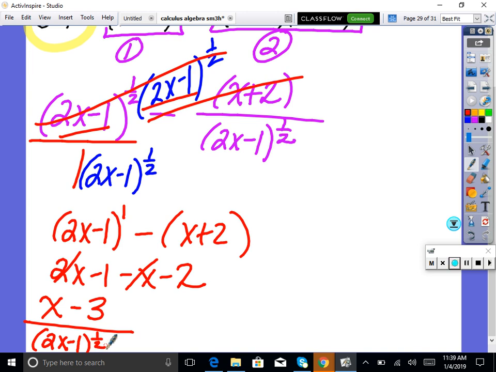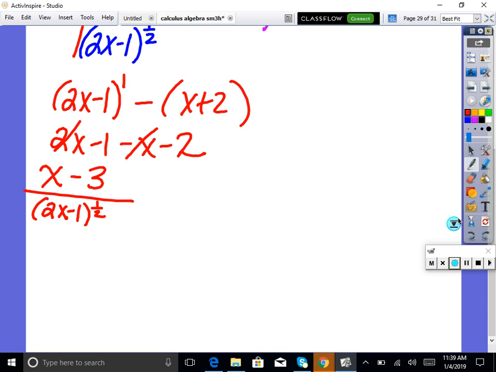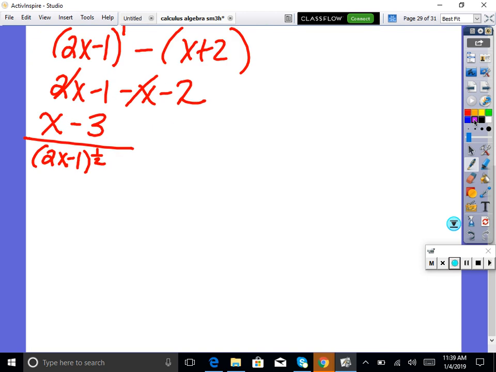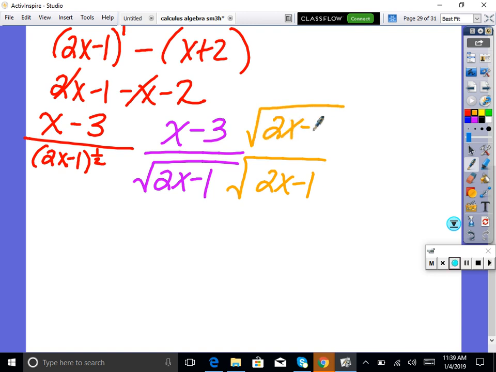Now technically that's your final answer because there's nothing more we can do, except I do believe that would not be considered an appropriate answer because technically we have a radical on the bottom, don't we? So everybody look, you say this is x minus 3 over the square root of 2x minus 1. You say, well, that answer is not appropriate, so I'm going to rationalize my denominator now. So you multiply by the square root of 2x minus 1 over the square root of 2x minus 1.